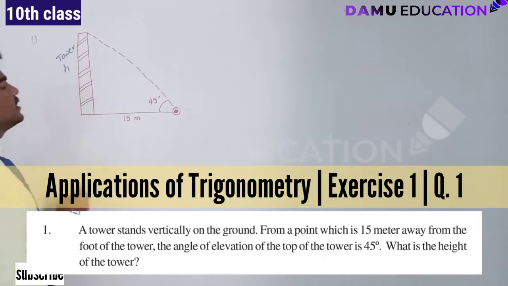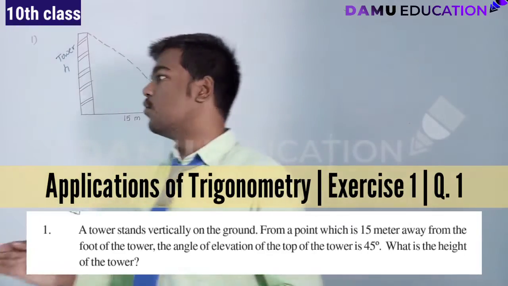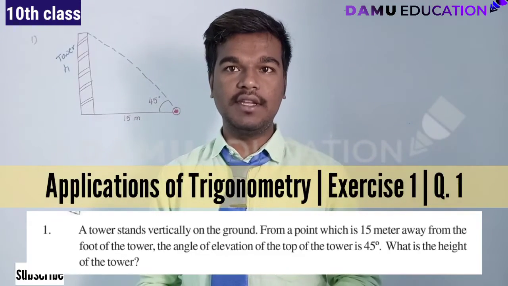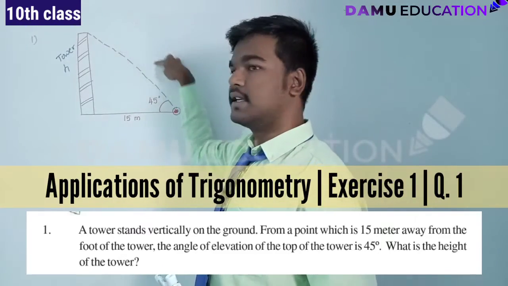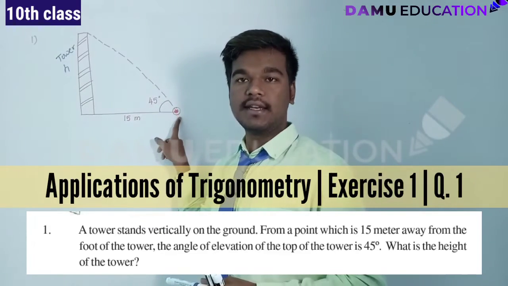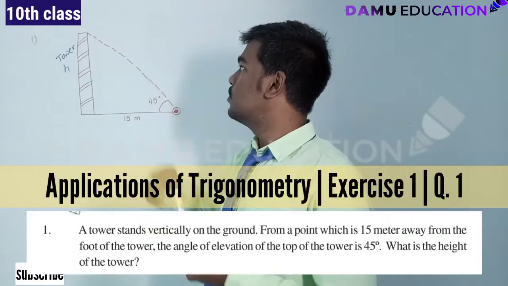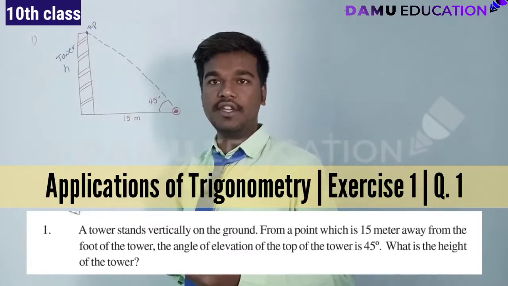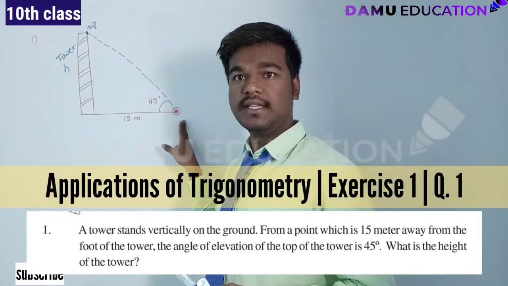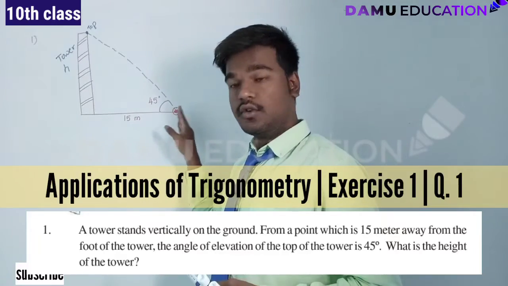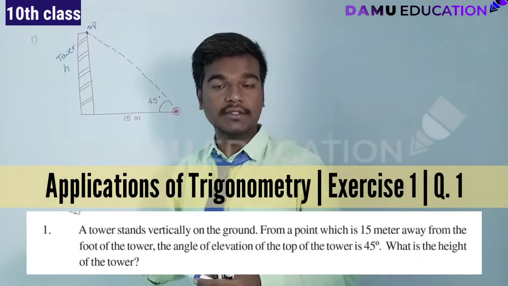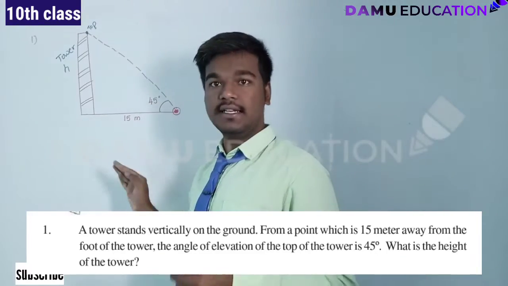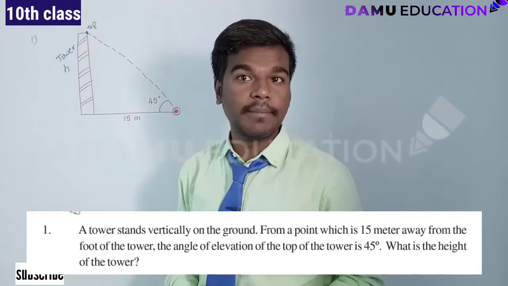Let's take the tower height as h, and what is the angle of elevation? First of all we should know what is meant by angle of elevation. This is the line of sight. The observer is standing here, and from here we observe the top of the tower. Let's take this as the horizontal line. Above the horizontal line, the angle it makes is called the angle of elevation. If it is below the horizontal line, then that is the angle of depression.